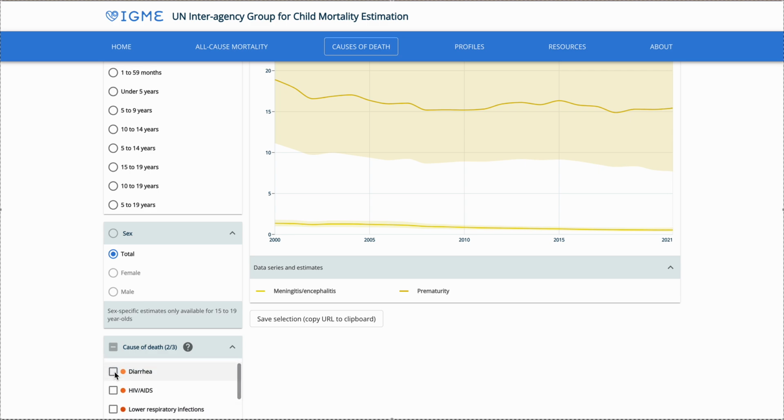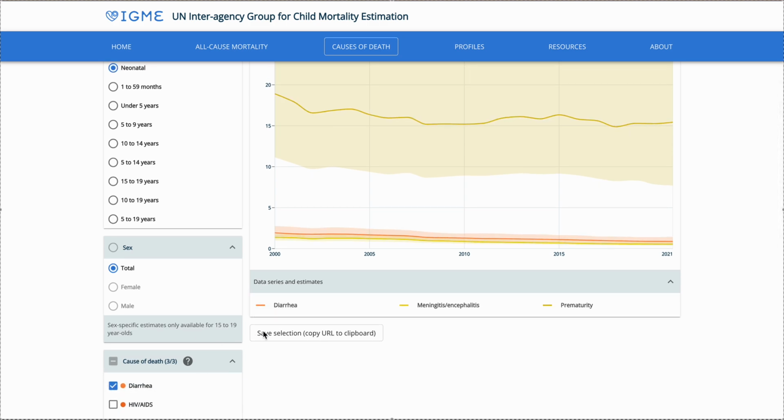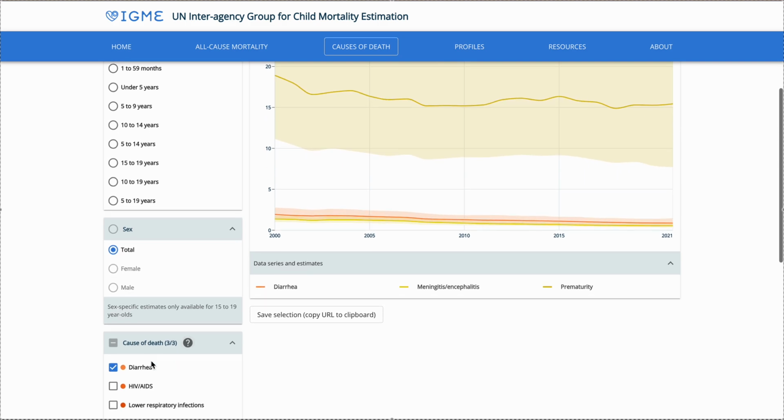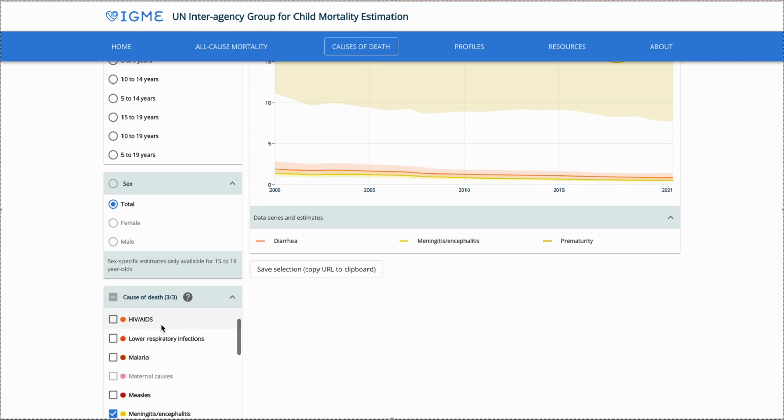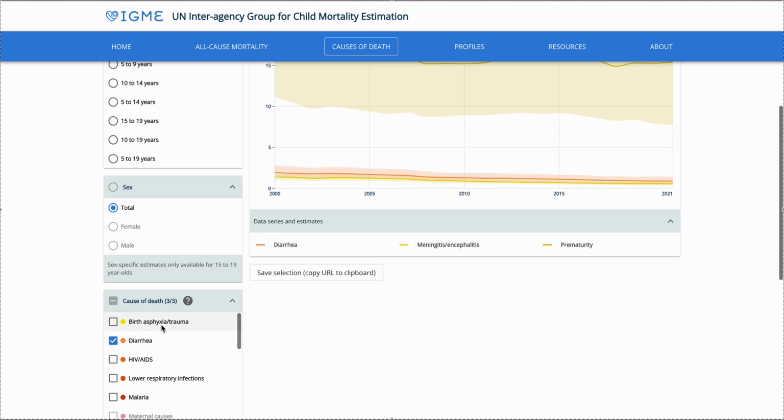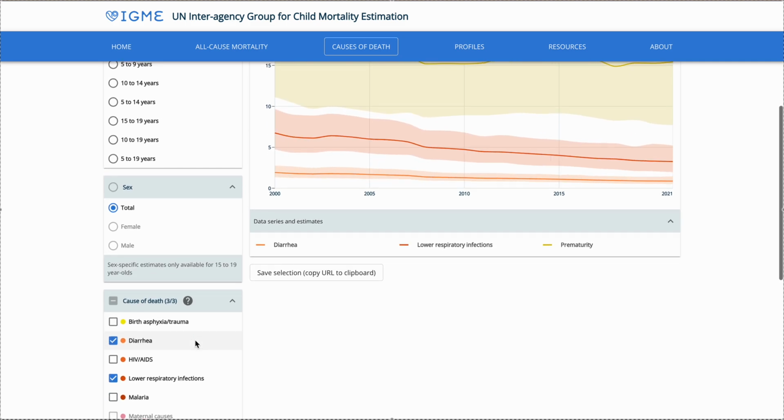Let's look at diarrhea. Diarrhea, you see, is not a common cause of death for neonates. Now, I bet that would change if we picked lower respiratory tract infections, right? See, it's much higher. Get rid of that.